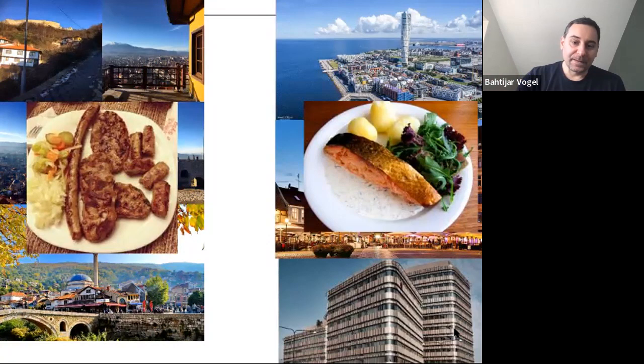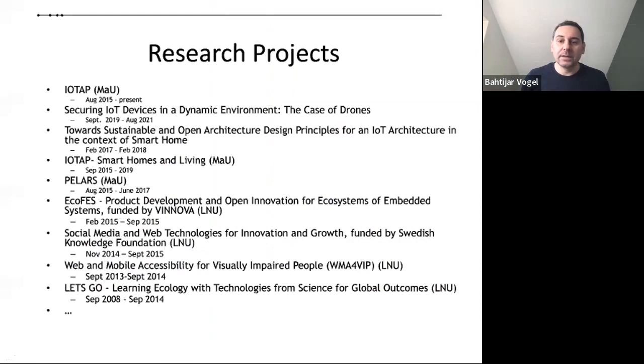Then some research projects I'm currently involved in. I think Chandrim also mentioned that I'm part of the Internet of Things and People Research Center. That is a research project funded by some governmental agencies, and I'm part of that. Recently I also got a managerial role for the education part, so I'm working closely with other researchers.